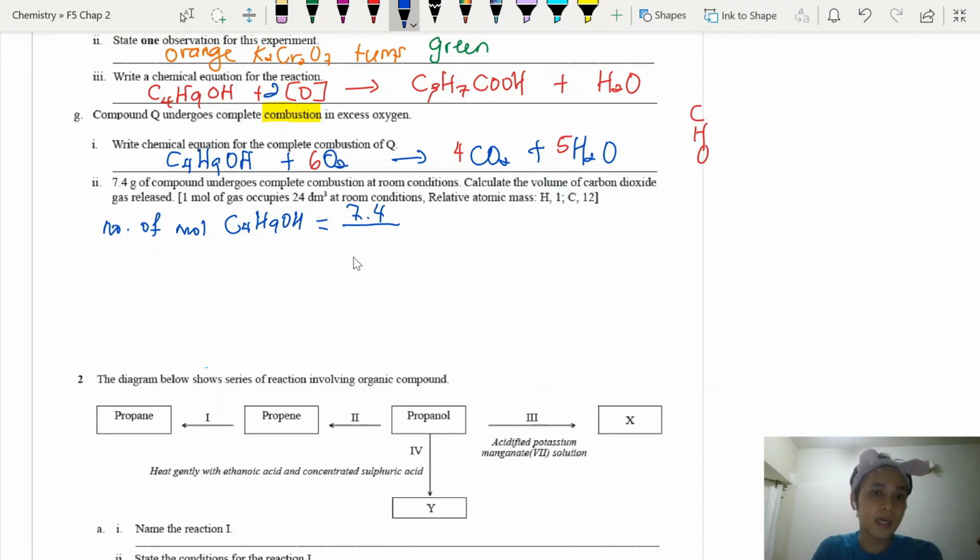Mass divided by molar mass. So C4H9OH, butanol, the molar mass is 74. So I'm just going to take my calculator and calculate this. 7.4 divided by 74, you get 0.1 mole.